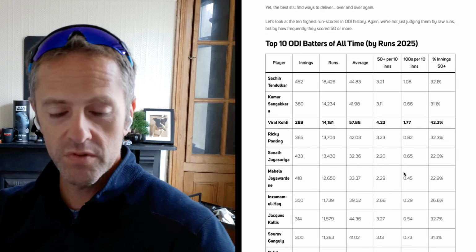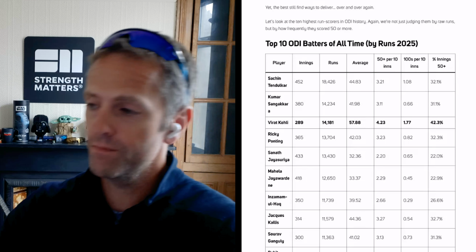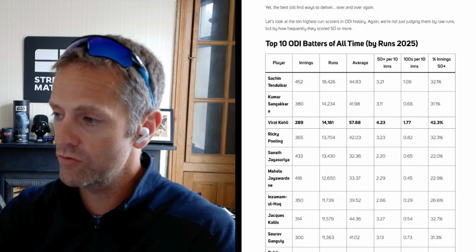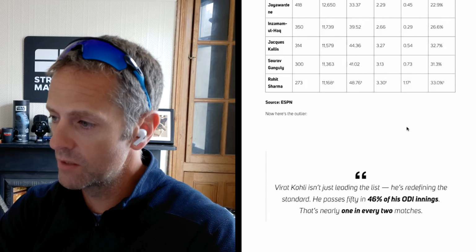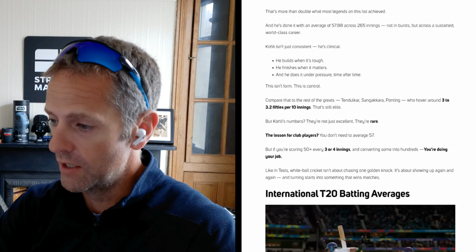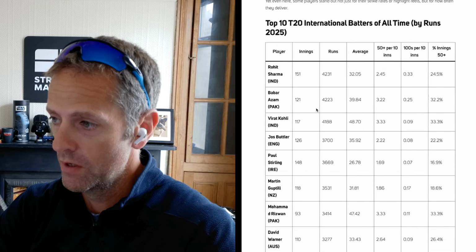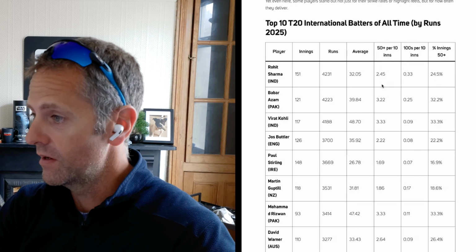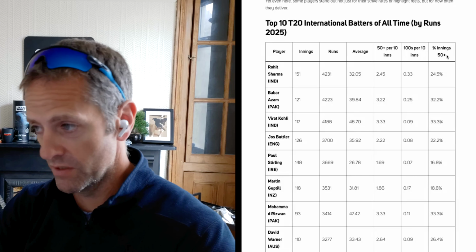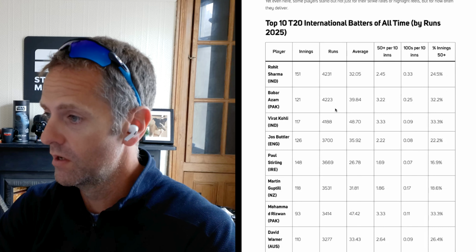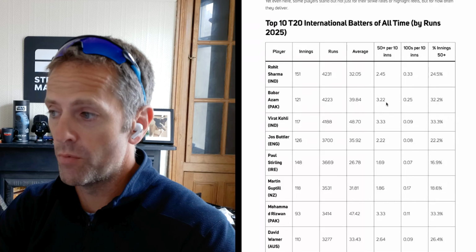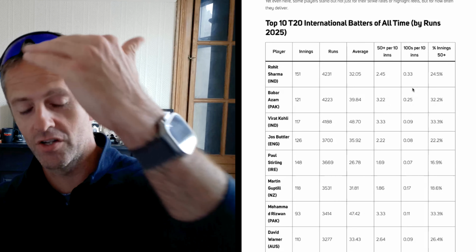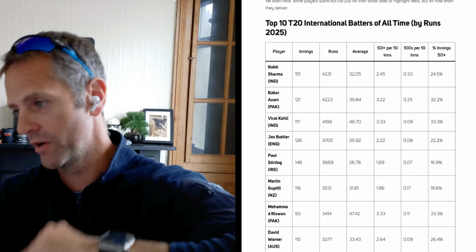But this is just the number of runs ever in ODI cricket, okay? This is so we could look at something a bit different, with averages of 50 plus or different averages, etc. But this is what we're seeing here. Now, T20 is a little bit different, right? We've got Rohit Sharma at the top. He's averaging 32. 50 plus per 10 innings is 2.45. 24.5% is his 50 plus conversion rate. Okay, Babar Azam, again, averaging 39. 3.22 50s per 10 innings, 0.25.